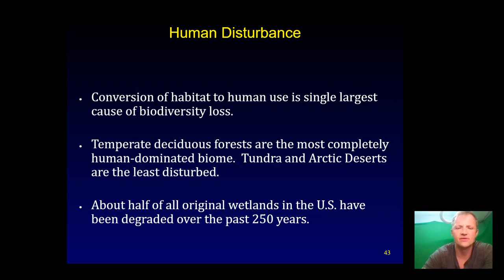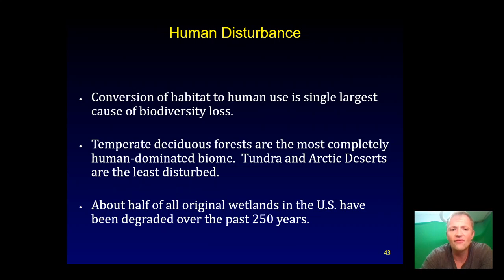I guess this gets into a different one, but humans tend to want to live in these kinds of areas where we have wetlands, but also temperate deciduous forests tend to be the most human-dominated. Why? They are just the most easy for human life. They tend to not be too hot and too cold, so we tend to want to live in these zones. There's not a whole lot of humans that live in tundra or Arctic deserts. Even deserts, I guess, are more human dominated than the tundra is, but we still see less life in deserts than we do in these temperate deciduous forest regions.